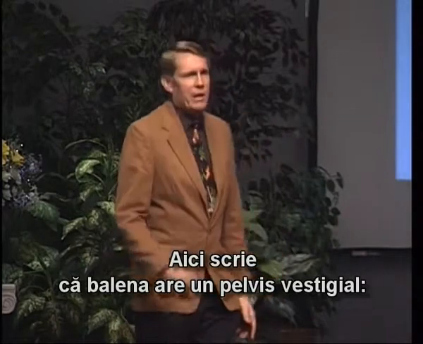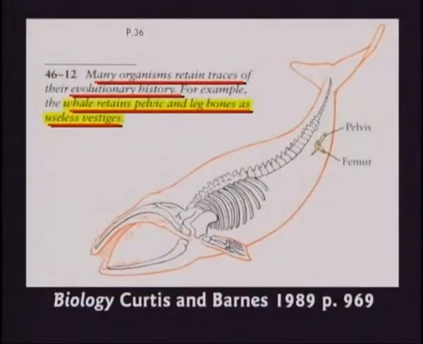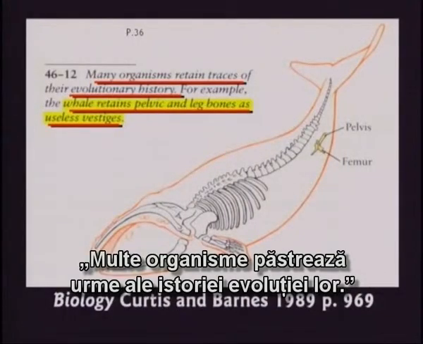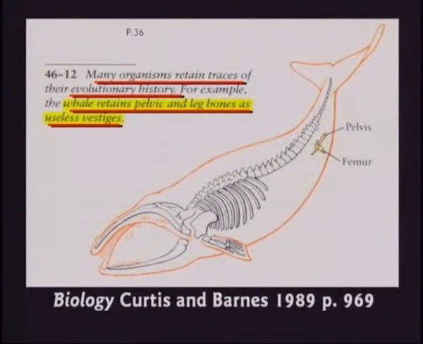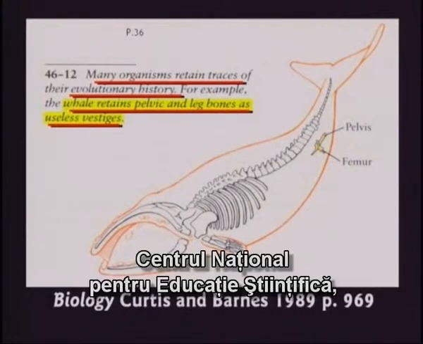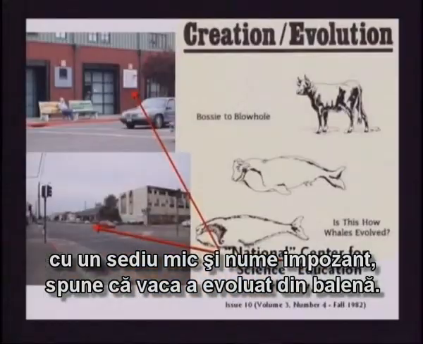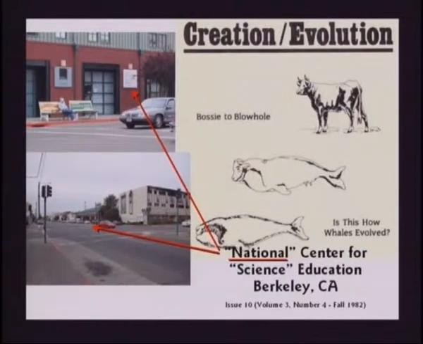This one tells the kids the whale has a vestigial pelvis. It says many organisms retain traces of their evolutionary history. For example, the whale retains pelvic and leg bones as useless vestiges. What's this talking about? The National Center for Science Education, all 4 of them working in this little storefront building, call themselves the National Center, you know, big name, little bitty building right there in Berkeley, California. They say Bossy, the cow, evolved to the whale.